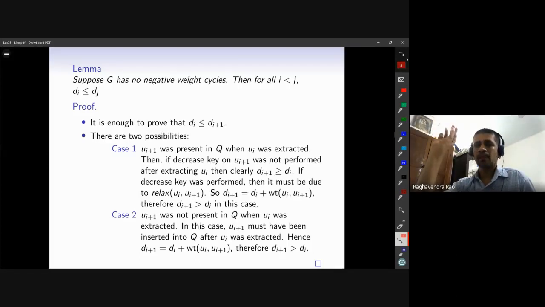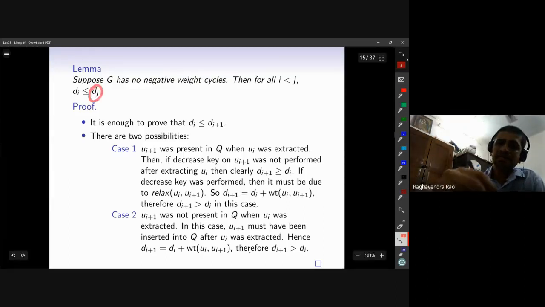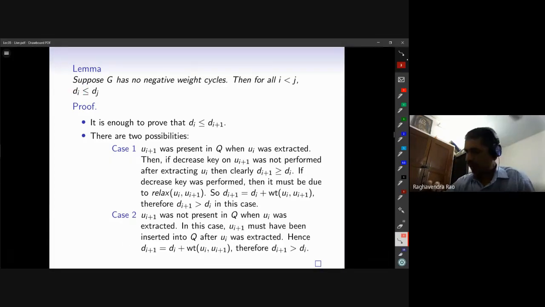Remember that d_j is the distance value at that point of time when it was being extracted from the queue. Similarly, d_i is the value of distance when it is extracted from the queue. That is something we have to be careful about. The proof is fairly simple.